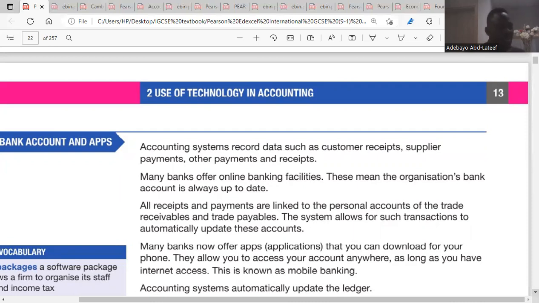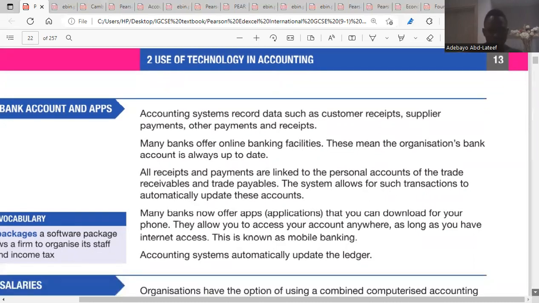Yeah, I wrote: accounting systems record data such as customer receipts, supplier payments, other payments and receipts. Banks do offer online bank facilities, which means that the company account is always up to date. Because your bank would offer you different online banking facilities, it means your account will always be updated. As soon as money comes into your account, they update it. As soon as you make payments from your account, they update it by you receiving a credit or debit alert. So your account system is always what? Updated. Is it clear? Yes.